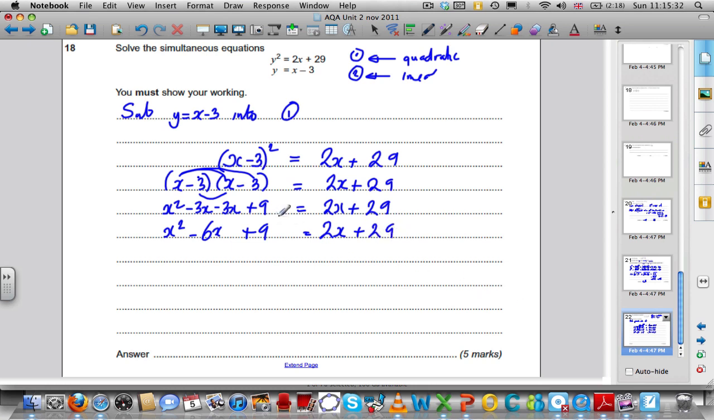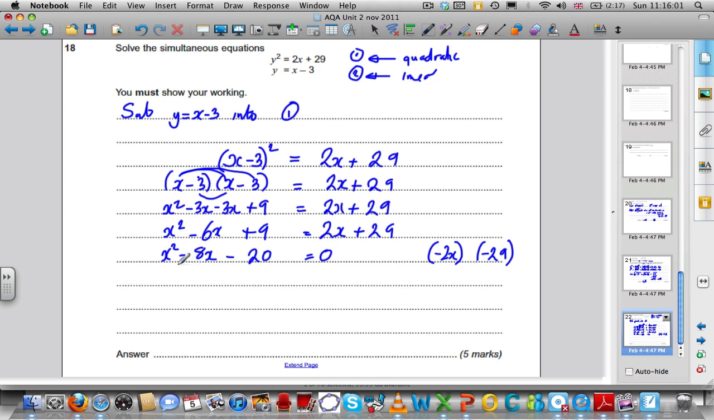I've got a quadratic equation because I've got an x squared and I've got an equals, but to solve I need to make the quadratic equal to 0. So I'm going to subtract 2x off both sides and I'm going to subtract 29 off both sides. So I get x squared minus 6x minus another 2x is minus 8x, and 9 take away 29 is simply minus 20. That's equal to 0.